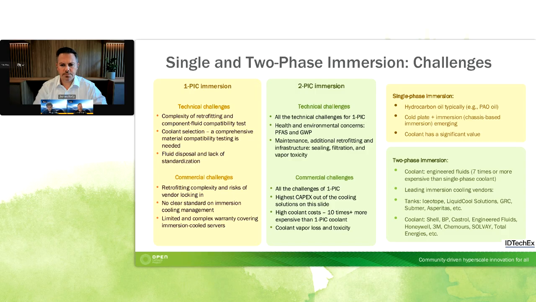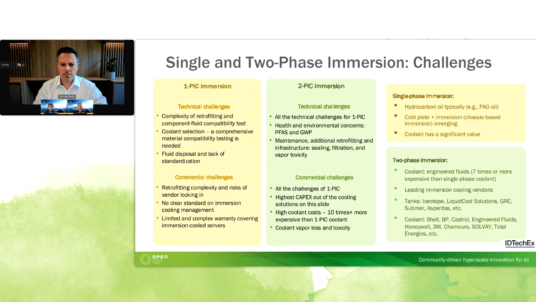And that also leads to a very high cost and some potential technical challenges in terms of fitting the server boards into the immersion coolant, and a very comprehensive material compatibility testing is often required.